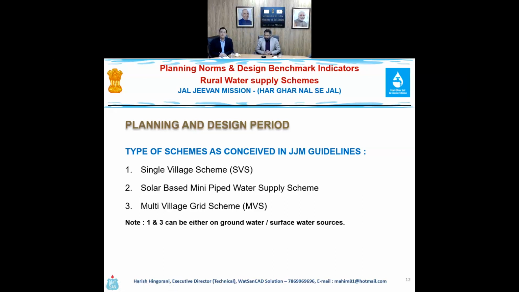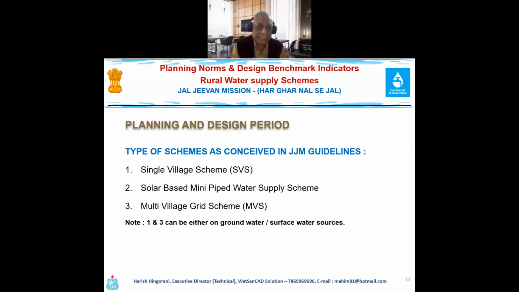So, as already discussed, the JJM guidelines suggest a single village scheme, a solar-based mini piped water supply scheme, and a multi-village water supply scheme. Schemes number 1 and 3 can be either on groundwater source or surface water source. Practically, solar-based mini water supply schemes are presumed to be based on a solar system, because they may serve a population of 200, 250 or 300 or so.